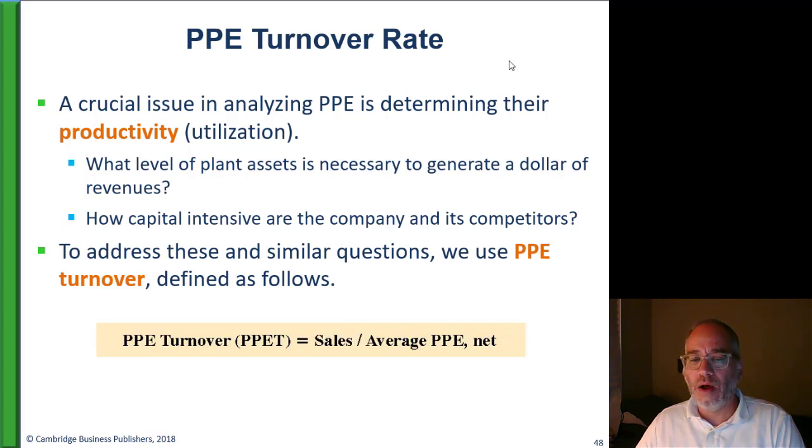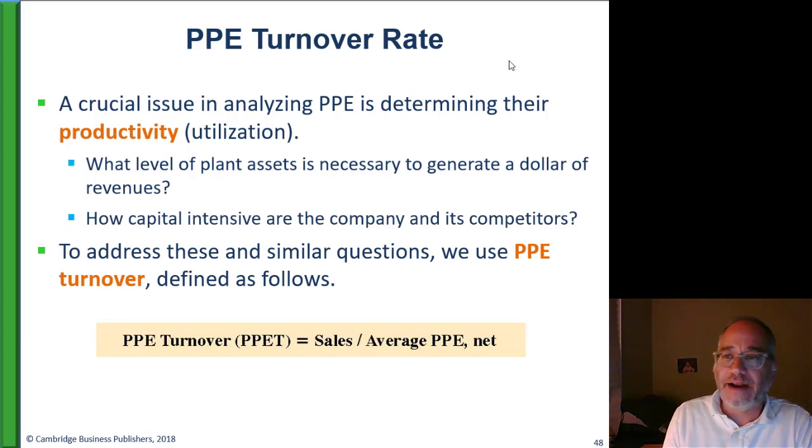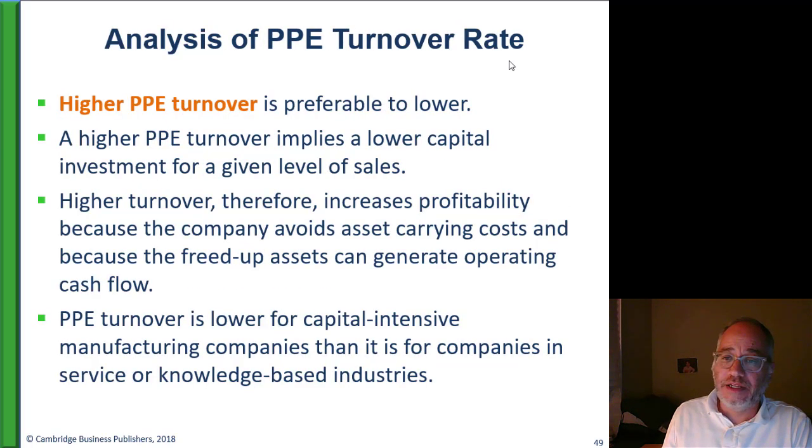So the measure for PP&E is what's called PP&E turnover: sales divided by average PP&E. And average PP&E is going to be net of accumulated depreciation. This is another key ratio that you're going to need in order to understand a company's operations. You want a higher PP&E turnover, and that indicates that the company is using what it has in an efficient way.